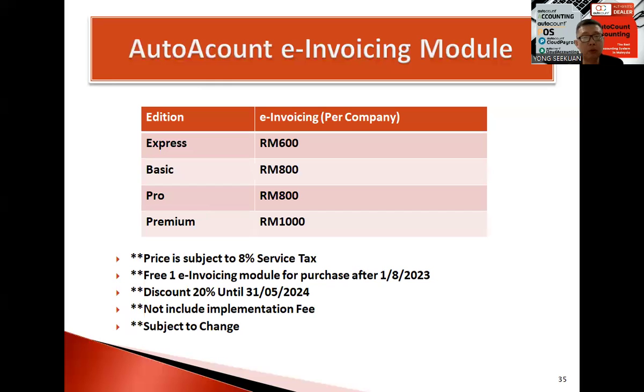Because this e-invoicing module is counted by company. Let's say you are using the Express edition now. Express can support three account books, which means you can have three companies. So the first company will be free. Let's say your boss has another two companies fully utilizing these three account books. Basic, Professional and Premium have five account books. Then you need to buy another two e-invoicing modules for the second and third companies. You need to pay 600 each, so 1,200, subject to 8% service tax. This 600 does not include the SST.